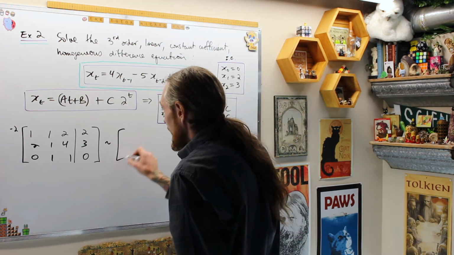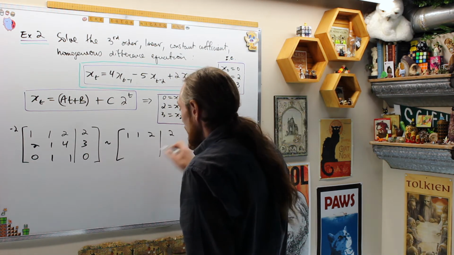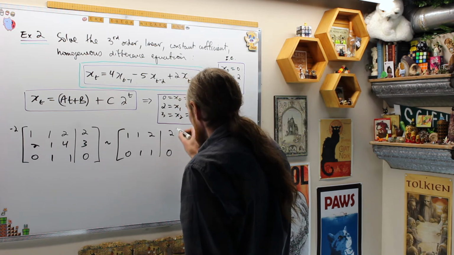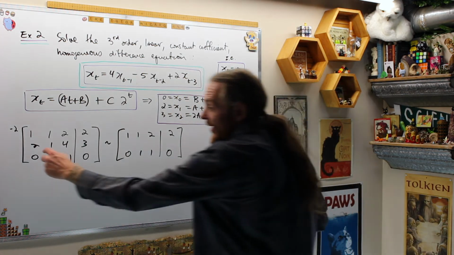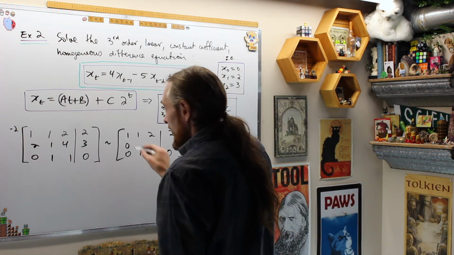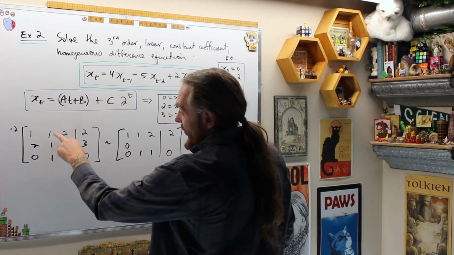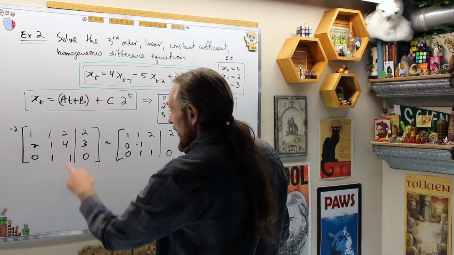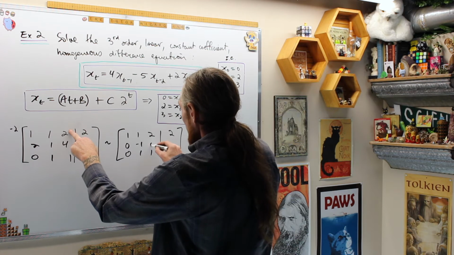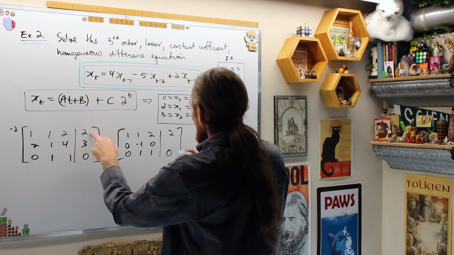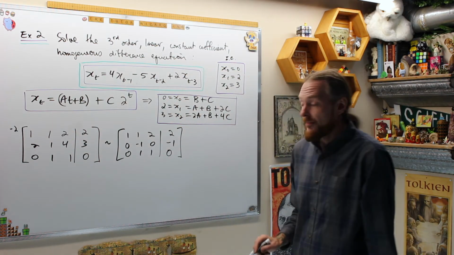So this is going to give me 1, 1, 2, 2. I'm not changing the other row. Copy that down quickly. And then I'm going to get 2 minus 2 is 0. That's why I did it. 1 minus 2 is negative 1. 4 minus 4 is 0. 3 minus 4 is minus 1.